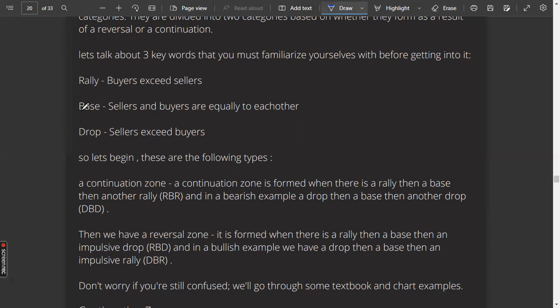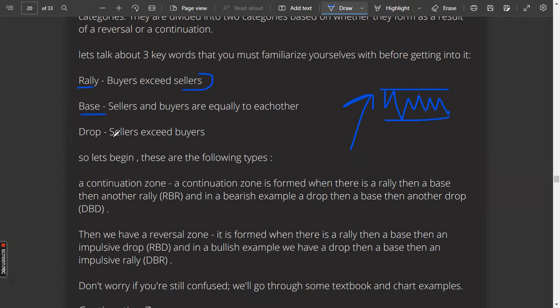So you can actually see we have something called a rally. Rally means buyers exceed sellers. A rally is a movement to the upside. Then we have a base. A base says buyers and sellers are equal. It means that it is a consolidation. It's what we call a base.